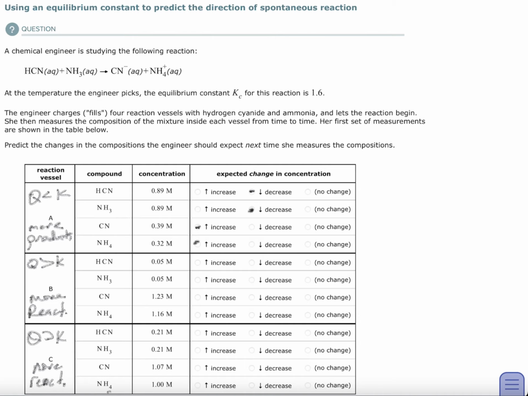When Q is bigger than K, it's going to be exactly the opposite. These guys will increase, these guys will decrease. And that's the same thing that happens in the third one. Since Q is bigger than K, then you're going to get an increase in the first guys, and your second guys are going to decrease. So you'll have an increase here and a decrease here.